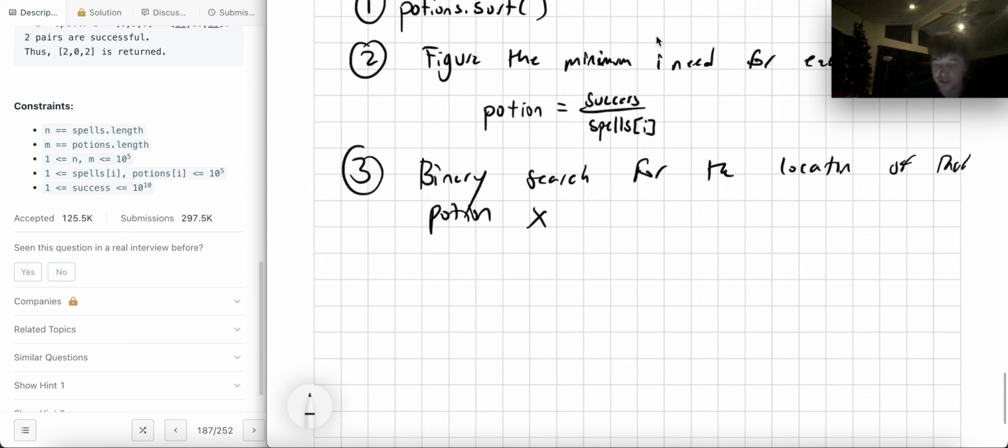So if I binary search for the location, that's the location of where it would go. That means that everything to the right is larger than it, so everything to the right would work. So how many elements are there to the right? Well, that would be the length of potions minus this X position. So that's how many potions would work.